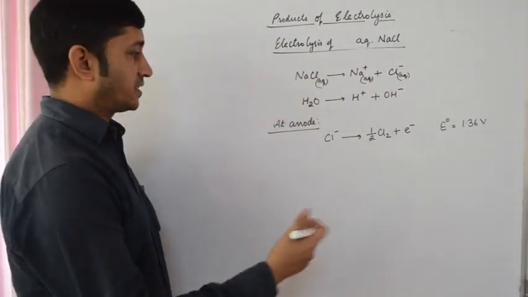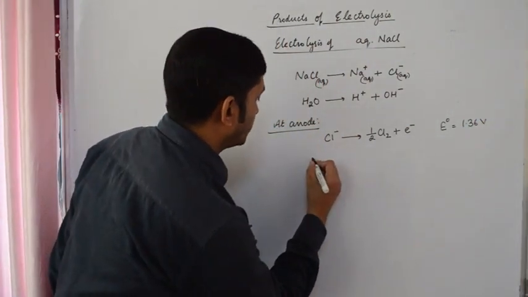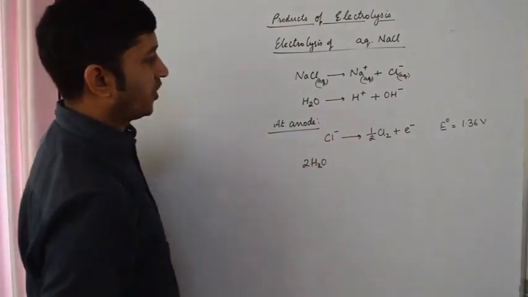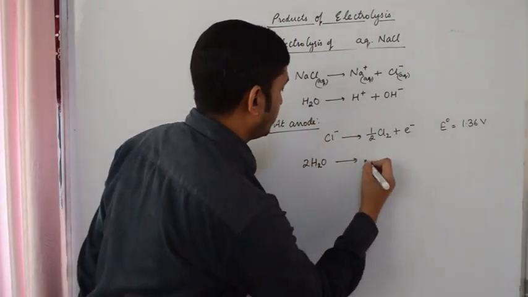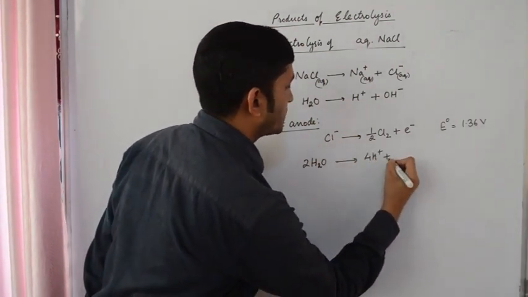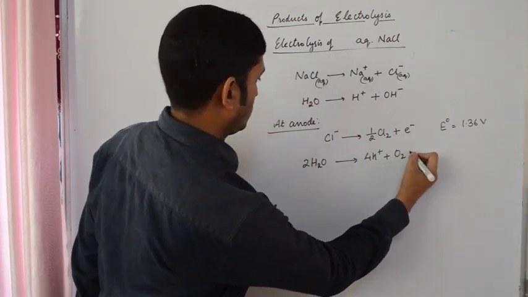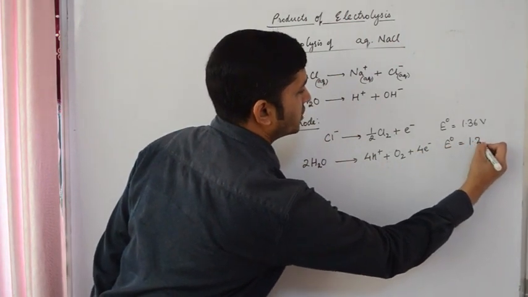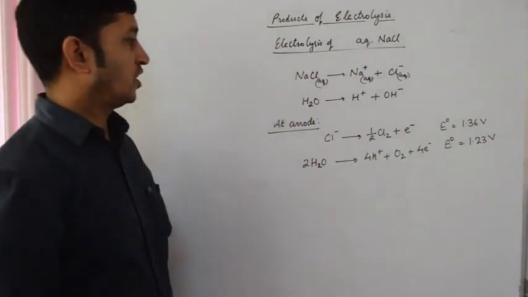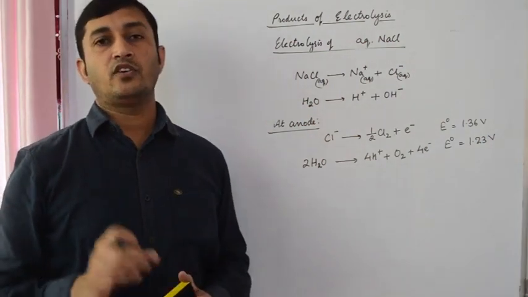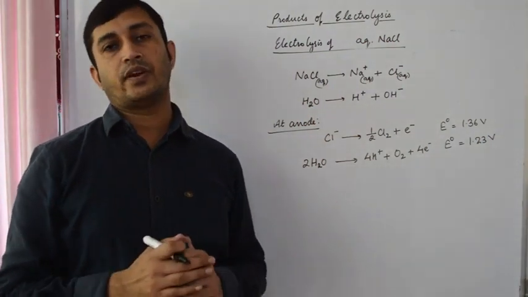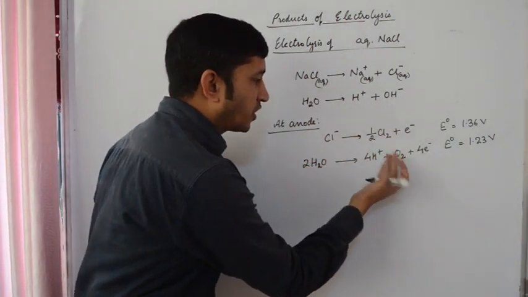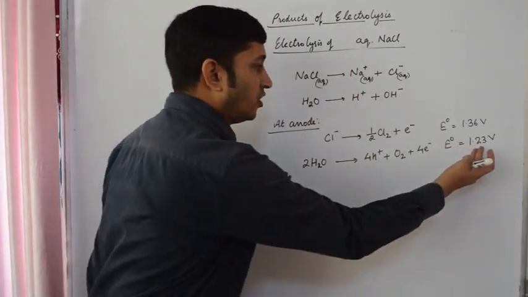On the other hand, the second option is that the water molecule will get oxidized to give 4H plus, O2 and 4 electrons. For this reaction, the value of electrode potential is 1.23 volt. Now we all know that the reaction having lower value of reduction potential is favored at the anode. So here water should get oxidized to give oxygen gas as it has the lower value.